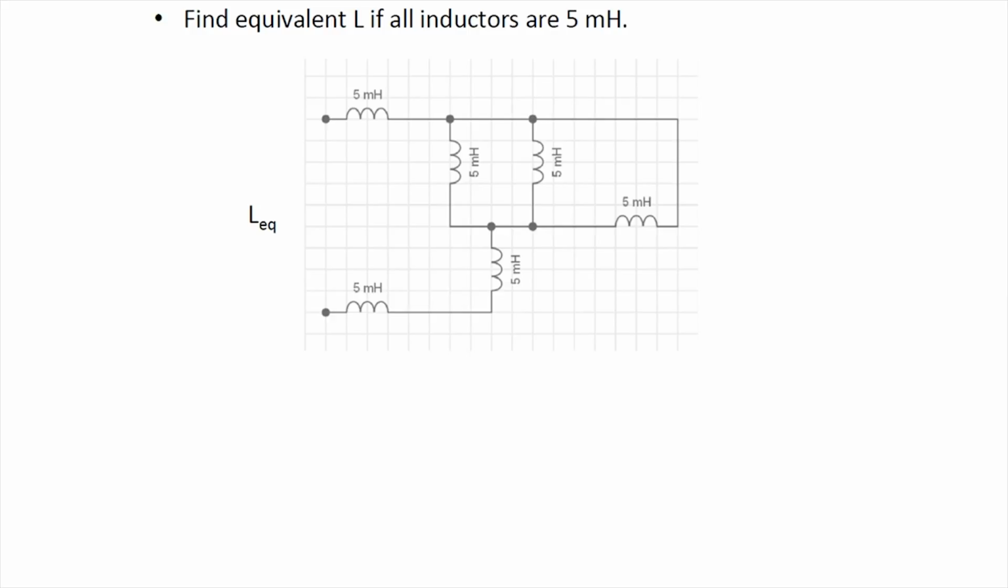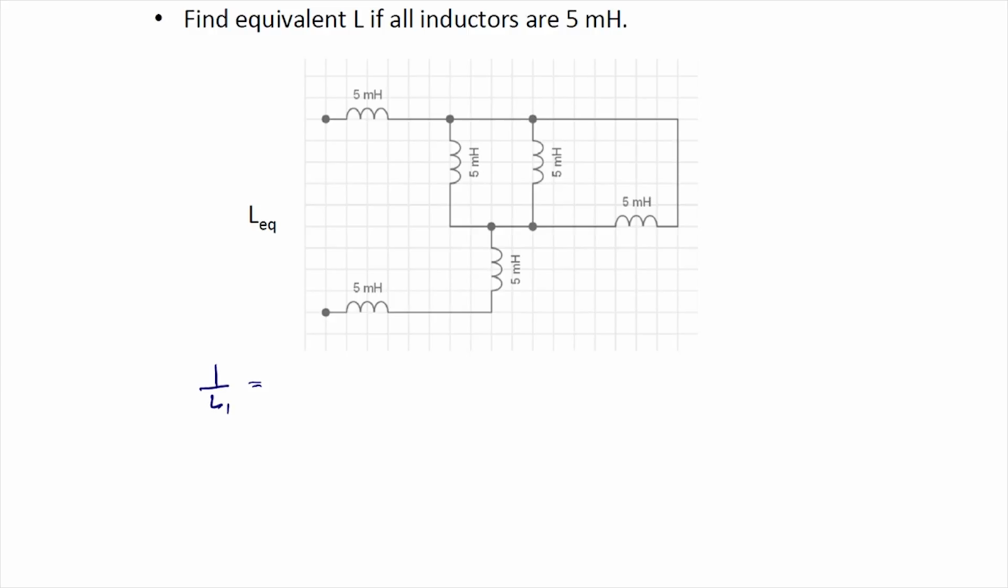All right, so as you can guess, we're going to do an inductor example to leverage our newfound knowledge. So what do we have here? We have a circuit, or a network, and it's going to be a little bit easier because I've shown you inductors that have 5 millihenry values, and they're all 5 millihenry values. So let's consider what this circuit is and where we have series and parallel.